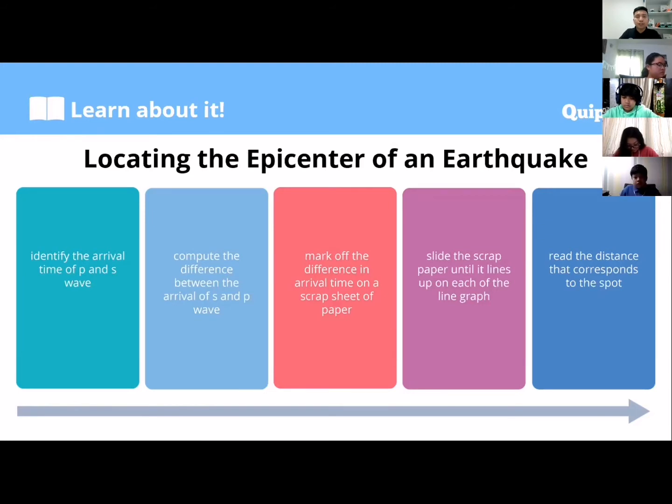So first na gagawin step natin is we need to identify the arrival time of P wave and S wave. That is the first step. Step 2 is we need to compute the difference between the arrival of S and P wave. Then we need to mark off the difference in arrival time on a scrap sheet of paper. So you need a graphing paper. Slide the scrap paper until it lines up on each of the line graph. And then you need to read the distance that corresponds to the span. So these are the steps that we need to follow in locating the epicenter of an earthquake.